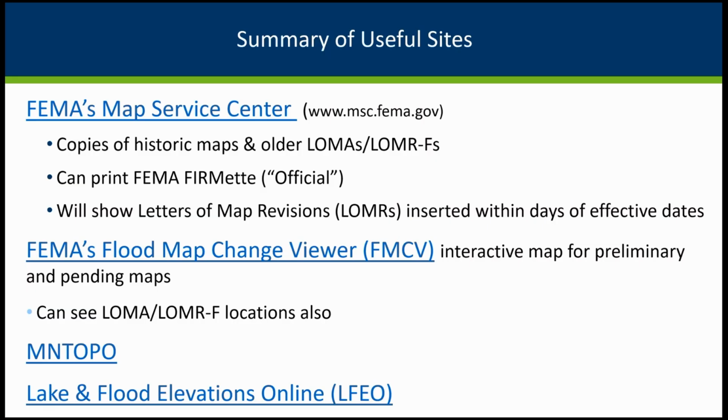And just ending with a list of some of the resources. We've talked about some of these, and again, in the PDFs of the slides that we'll send out, you'll have a link here. But the FEMA Map Service Center, you can get copies of historic maps and older LOMRs and LOMAs and LOMR-Fs, and you can print in an official format. The flood map changes viewer is great for seeing those preliminary and pending maps. Our MinTopo site is great for elevation information, and we've been talking a lot about our Alfeo site.